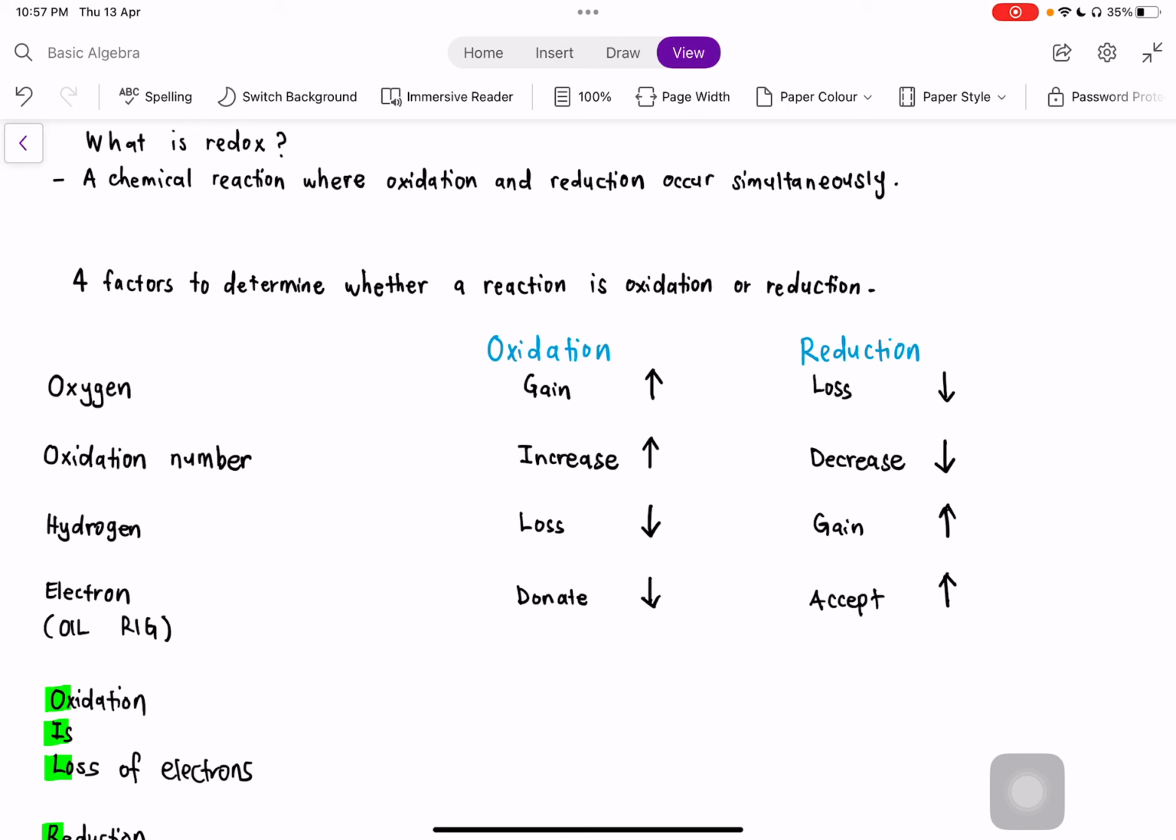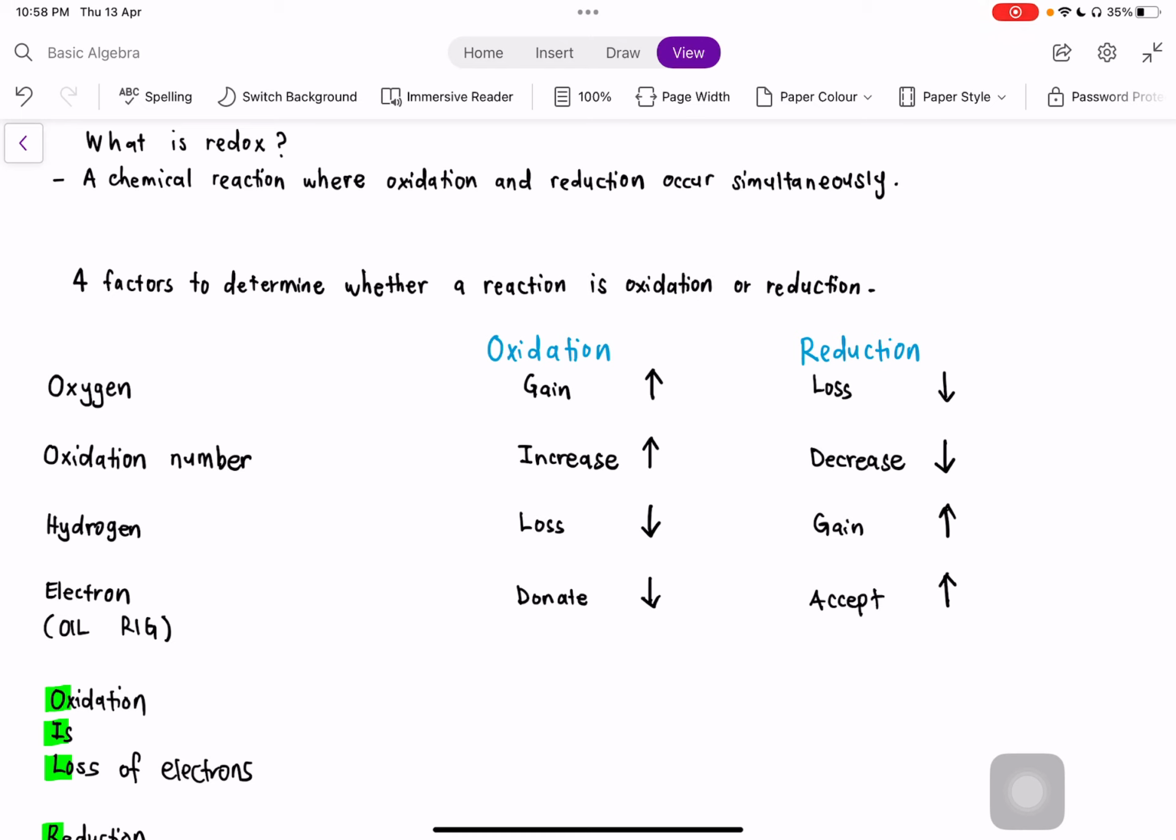There are 4 factors to determine whether a reaction is oxidation or reduction. Number 1, oxygen. Number 2, oxidation number. Number 3, hydrogen. Number 4, electron. Okay, we move to factor number 1, oxygen. If gain of oxygen, it means it undergoes oxidation. If loss of oxygen, it undergoes reduction.